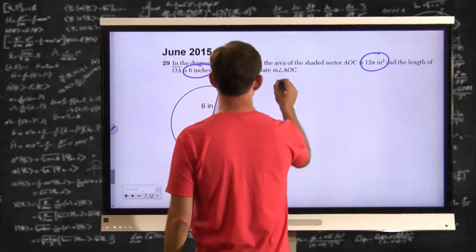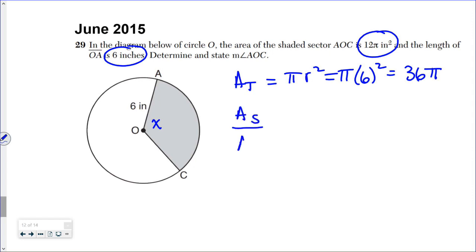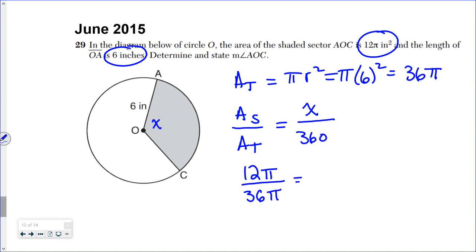First, let me figure out what the total area of the circle is. Pi r squared. Pi times 6 squared gives me 36 pi. That's the area of the entire circle. That's everything, right? So then if I say the area of the sector divided by the area total is equal to the angle, which is x, divided by 360, well, the area of the sector they told me was 12 pi. The area of the total circle is 36 pi. That's x divided by 360.